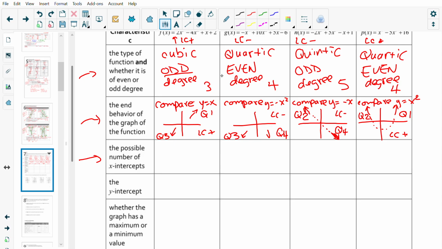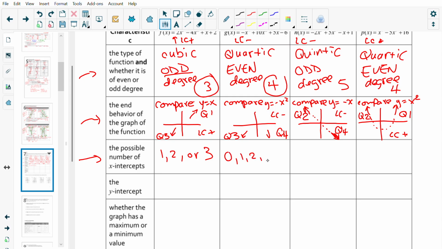Next one, possible number of x-intercepts. Remember, by definition, it's a cubic function, so I have 1, 2, or 3, and we'll show you why. Shouldn't a cubic function have 3 all the time? No. Remember when we did quadratics last year all through Math 20-1? Remember there were cases when there were 2 zeros, 1 zero, or no zeros? Likewise, a cubic function can have 1, 2, or 3 zeros. But it can't have 0 zeros.